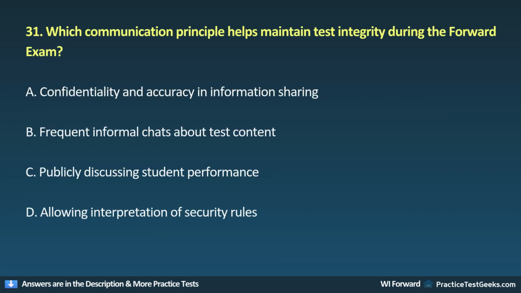31. Which communication principle helps maintain test integrity during the Forward Exam? A. Confidentiality and accuracy in information sharing. B. Frequent informal chats about test content. C. Publicly discussing student performance. D. Allowing interpretation of security rules.